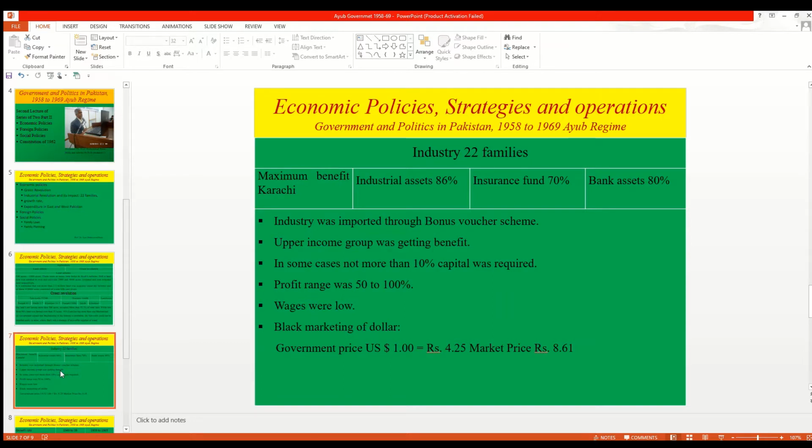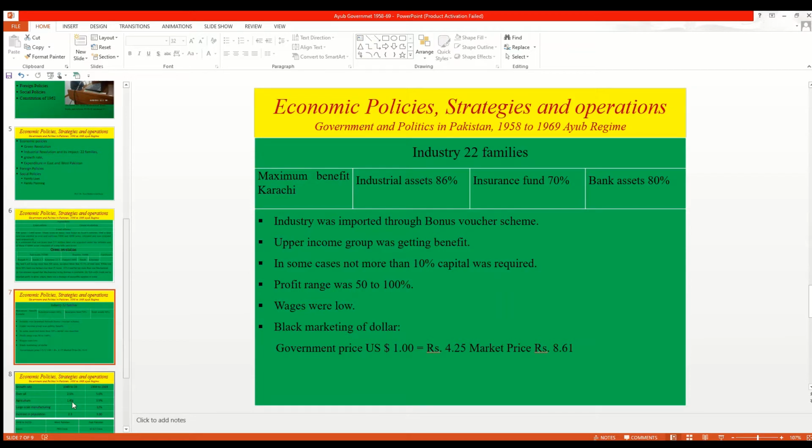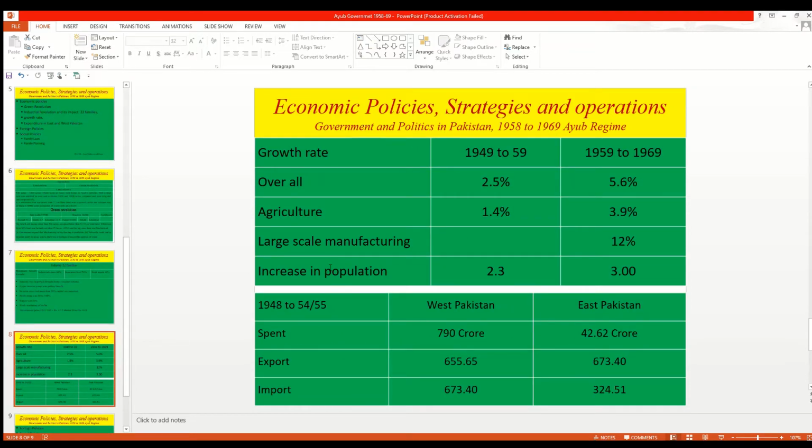So it is a fact that during the Ayyub Khan regime, the economic growth rate was very good, and you can see the table. The overall growth rate in 1949 to 59 was 2.5%, while during Ayyub Khan, 1959 to 1969, the growth rate was 5.6%.